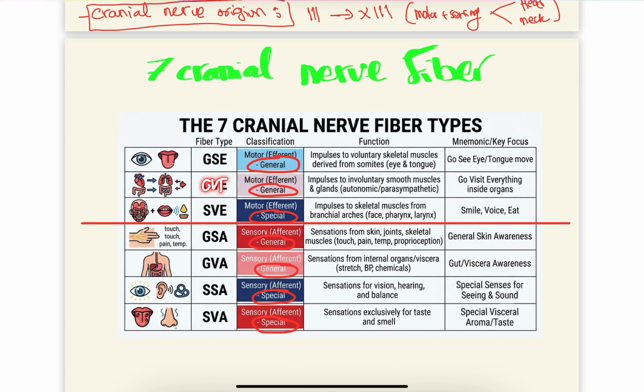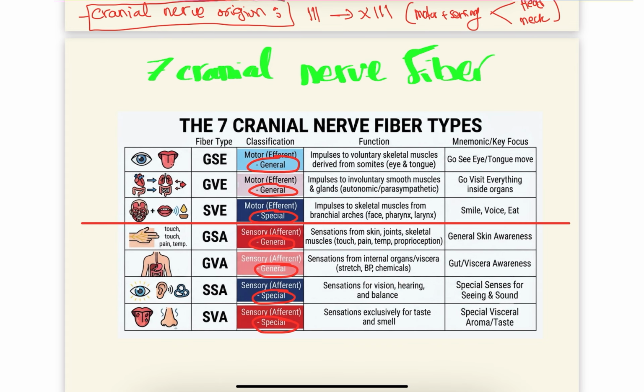Okay, now for the GVE, we remember it as go, visit, everything. Everything as in what? Your inside organs. So go visit everything. And since it's inside organs, these organs definitely we cannot voluntarily move them. So it's involuntary smooth muscle and gland movement. We call it either an autonomic or a parasympathetic movement.